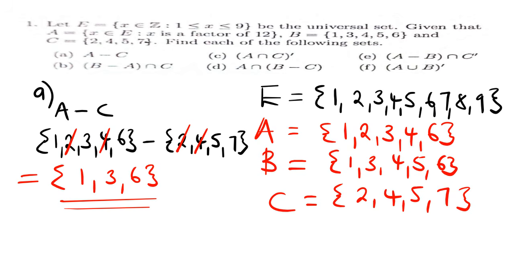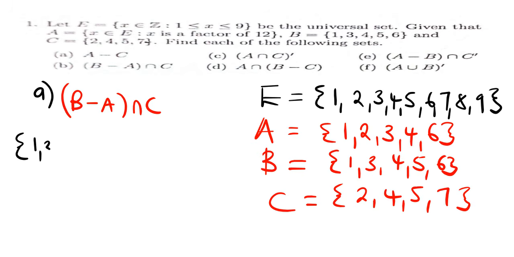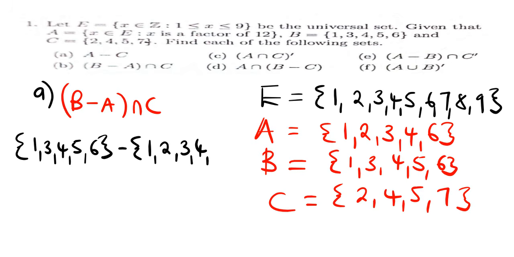Let's go to the second one. Okay, I'm just going to use this same one. So for the second one, we've got B minus A, then there's intersection C. Okay, so B minus A, if I'm going to write my B, B is 1, 3, 4, 5, and 6. Then you're subtracting A. A is 1, 2, 3, 4, 6.